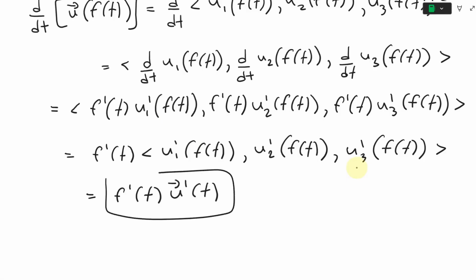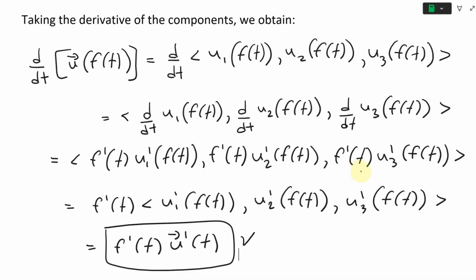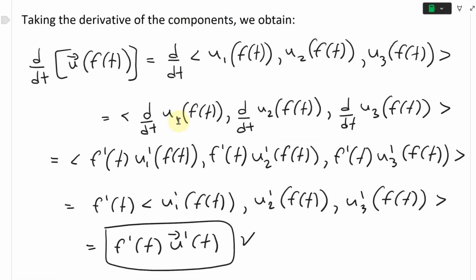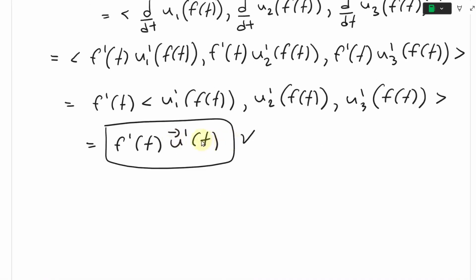There it is, and that is it. So that is exactly what we had here. So there's the chain rule, and again, as a counterpart of it with vector functions. So absolutely fascinating stuff there.